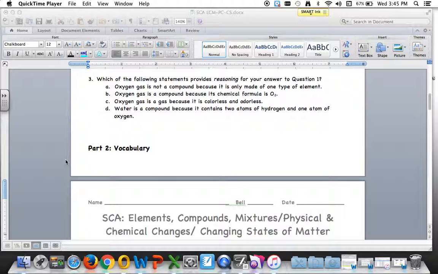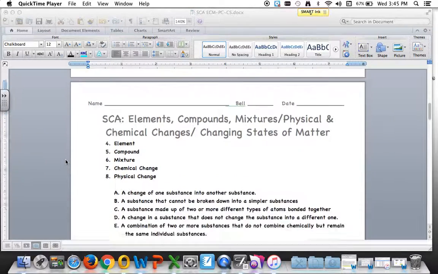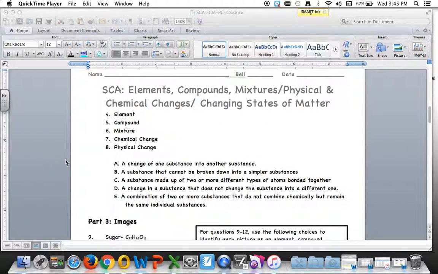Part 2, Vocabulary. Number 4 is element. Number 5 is compound. Number 6 is mixture. Number 7 is chemical change. Number 8 is physical change. Match the definitions. A. A change of one substance into another substance.